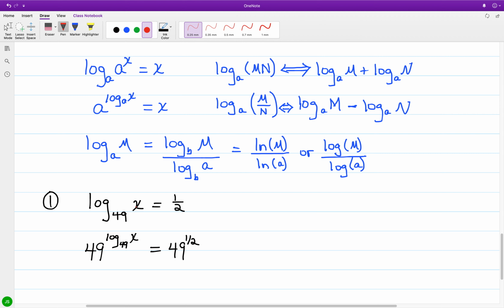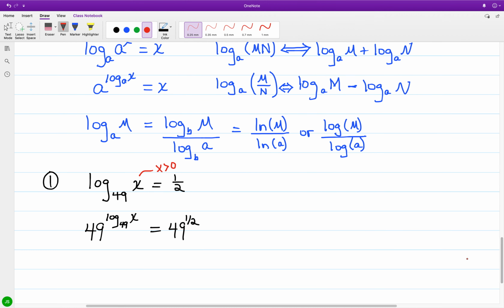And let me mention, again, for wherever we have x, we want the attachment to be a positive value. Now, we have in this outcome base 49 and the exponent raised to the base 49 logarithm of x. This will go to x, and 49 to the 1/2, that is the same as the square root of 49. So we have in this result that x is equal to 7.